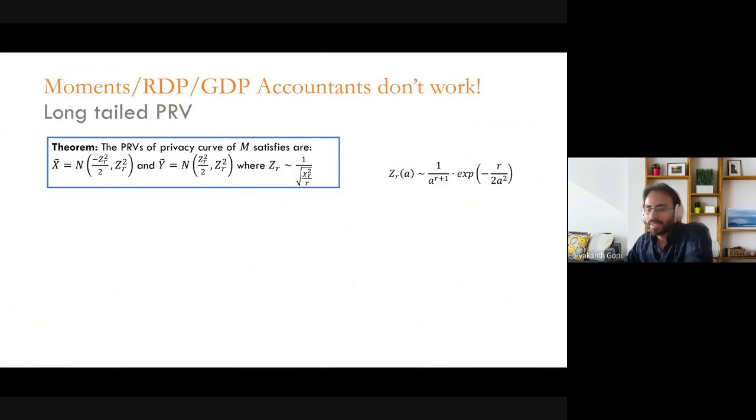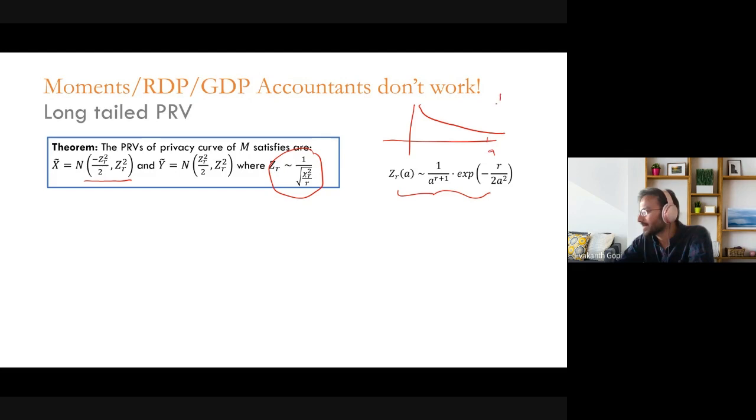And also, why don't the moments accountant or the RDP or GDP accountants, the multitude of accountants, work? That's because if you see this privacy random variable, this Z_R random variable behaves like it has a very long tail. So it decays very slowly. It's like the density is like 1 over r plus 1. So it's not an exponentially decaying density, it is a polynomially decaying density. What that means is that this y tilde, which behaves almost like Z_R squared by 2, you should think of it like that, so it is a square of this thing, still has a pretty long tail.